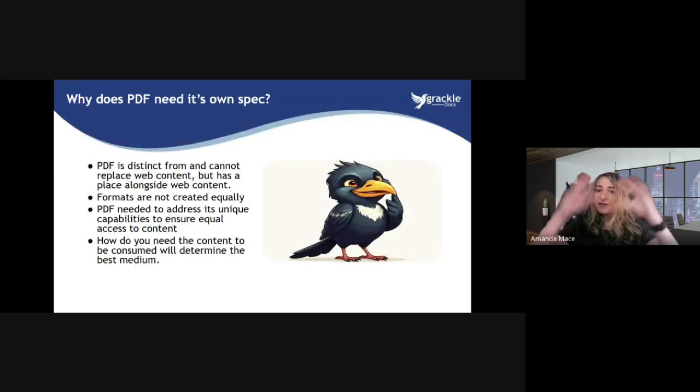So if WCAG's doing this great job at the overarching principles, why do we need a spec for PDF? And why can't we just leverage what WCAG says? There are 32 pieces of guidance from the working group, techniques on how to apply WCAG to PDFs, that are provided by the W3C. So why can't we just rely on that?